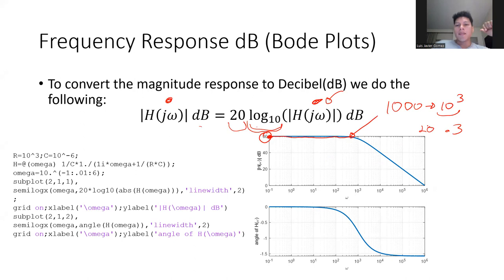Typically, whenever we see 20, that's synonymous with 10. Whenever we see 40, that's synonymous with 100. Whenever we see 60, that's synonymous with 1,000. The main reason we use the decibel scale is that for a simple circuit like this, you get a very nice linear slope. As we increase the frequency by a factor of 10, we move down by 20 decibels, almost linearly.